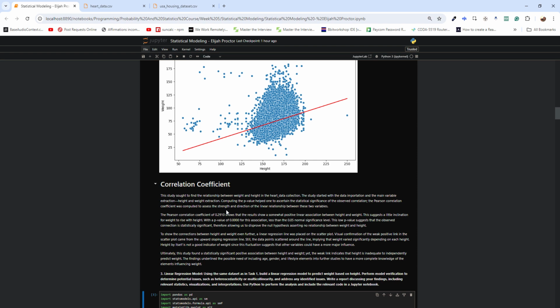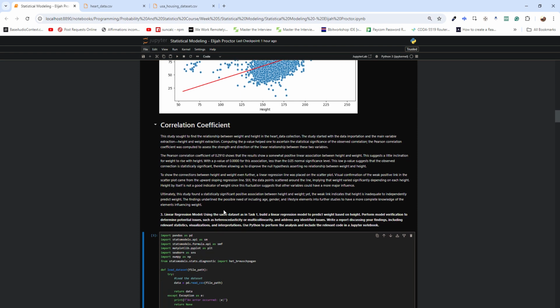However, the scattered data points suggest that height alone is not a strong predictor of weight, implying that there must be other factors that play a more significant role. In conclusion, there is a statistically significant relationship between height and weight. It's very weak, and other factors should be considered for a better understanding of what influences weight.